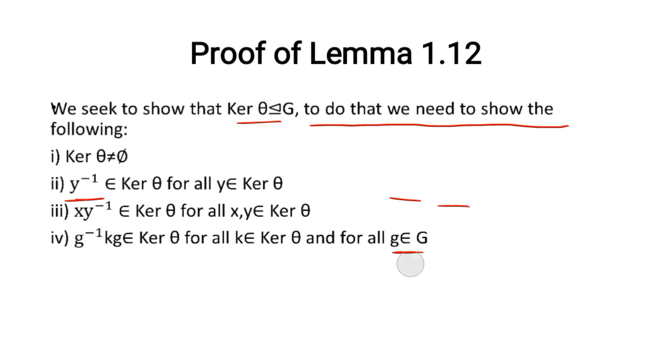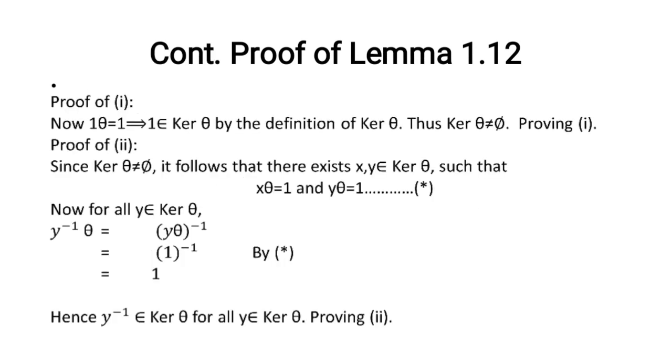Okay, so let's move on. We want to prove the first one. We want to show that the kernel of theta is not empty. If you recall in your very first video, we showed that 1 theta equals 1, where we used the identity A times 1 equals A. We use that for the proof. So now, if this is the case, it means that 1 lies in the kernel, right?